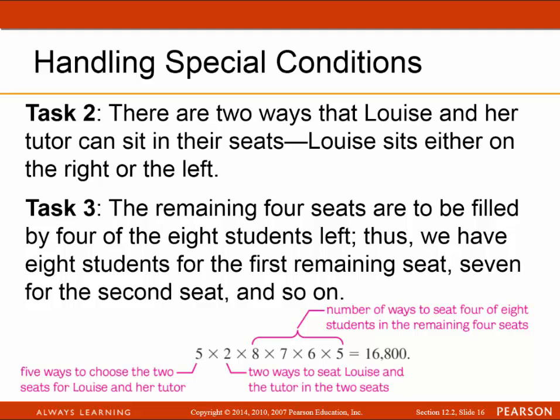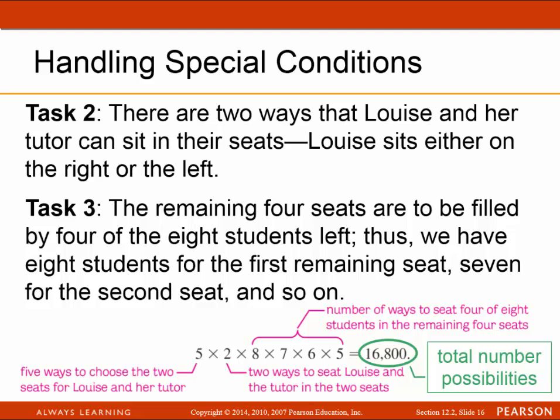So again, the first one is 5 ways to choose seats for Louise and the tutor. And then there are 2 ways to sit Louise, either to the left or to the right. And then after that, we start counting down the students. So those are the total number of possibilities.